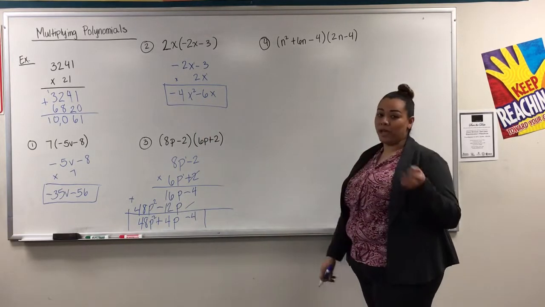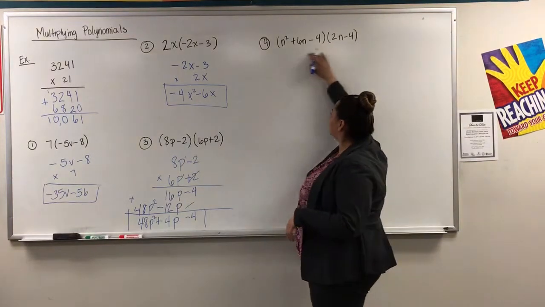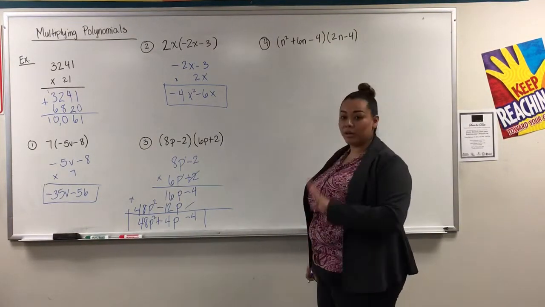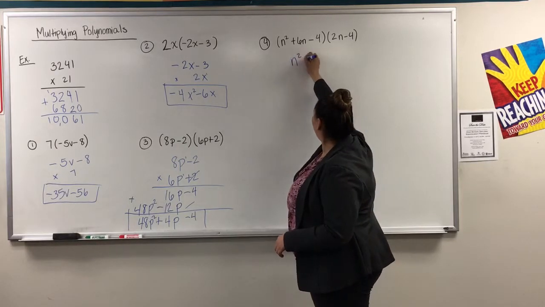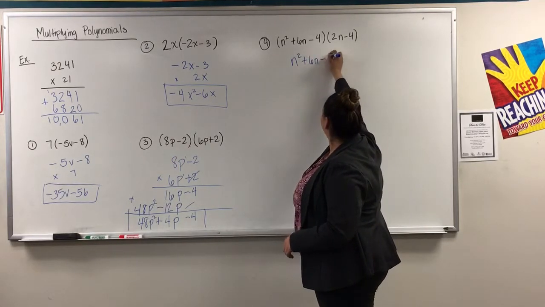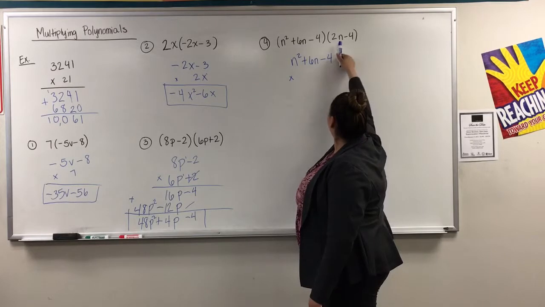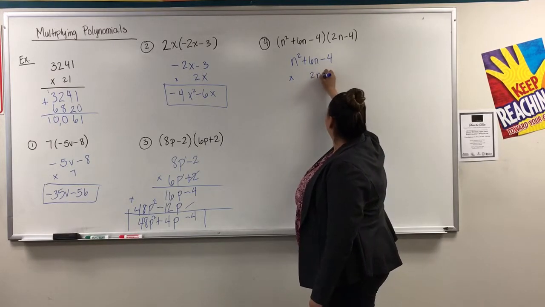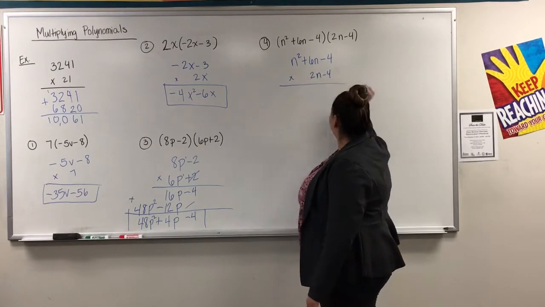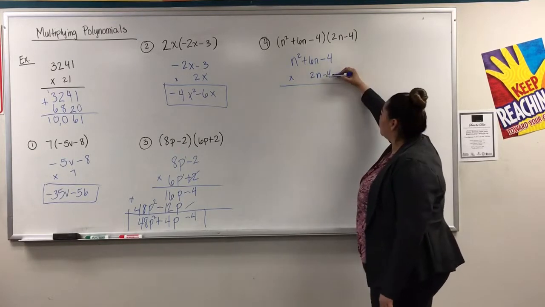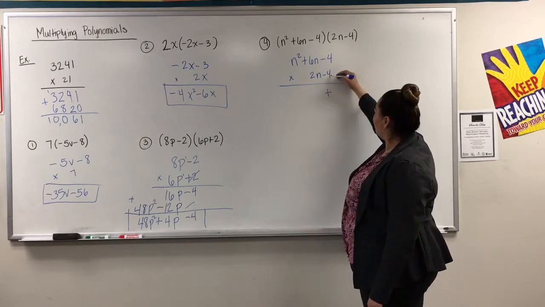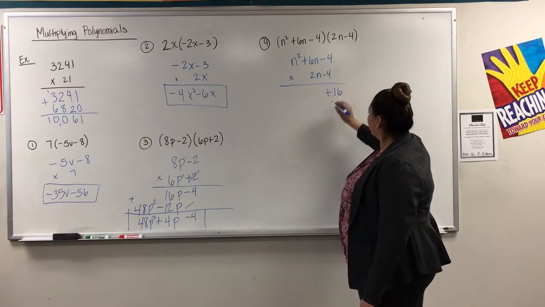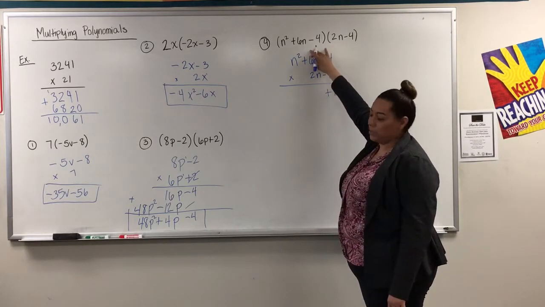Now what happens when we have 3 different things inside our parentheses? We're still going to be working with it the same way. So we're going to say n squared plus 6n minus 4. We're going to be multiplying by 2n minus 4. So we're going to start with the first one. A negative times a negative, that gives us a positive. 4 times 4 is 16. We did that one, we move on to the next term.